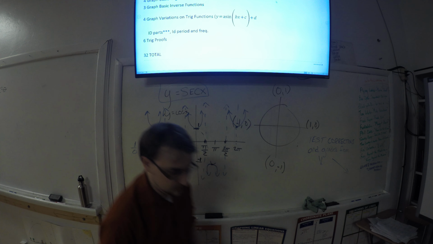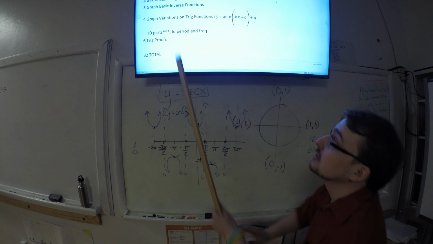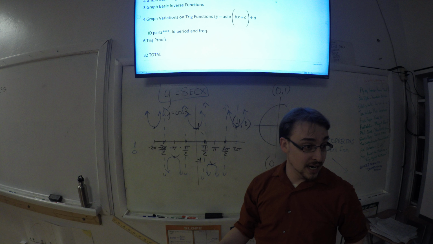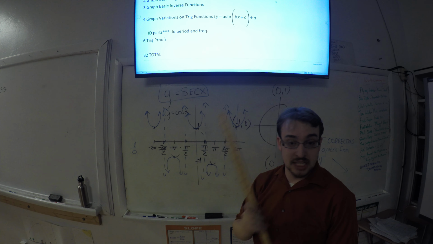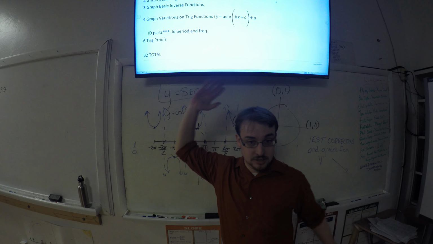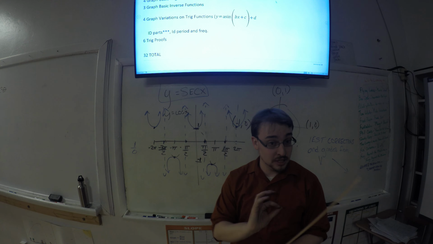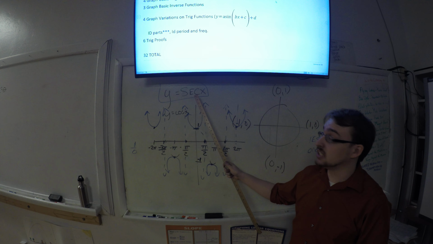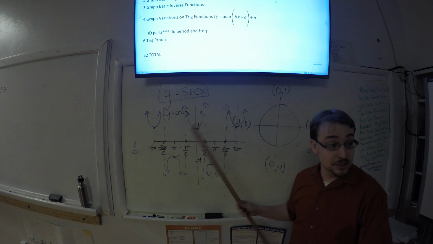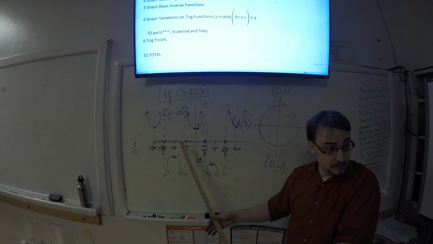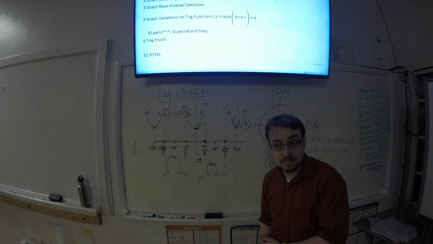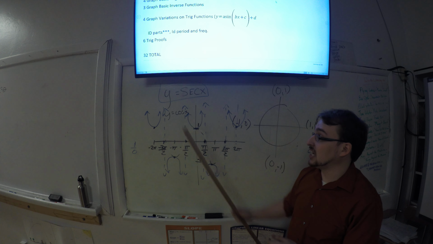Okay, so let me grab my spear. Graph basic trig functions. We can do cosine, we can do sine, we can do tangent and cotangent. Remember, tangent goes like this, cotangent goes like that. If you don't remember it, plug in a point in between. Secant and cosecant are just the reciprocals of cosine and sine. If I flip sine, which one do I get? Cosecant. If I flip cosine, I get secant.